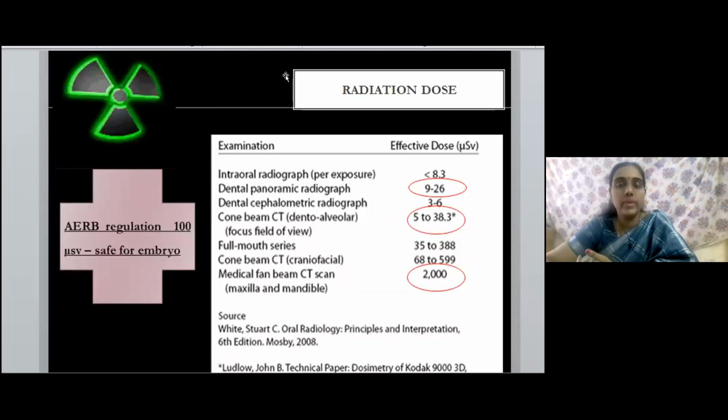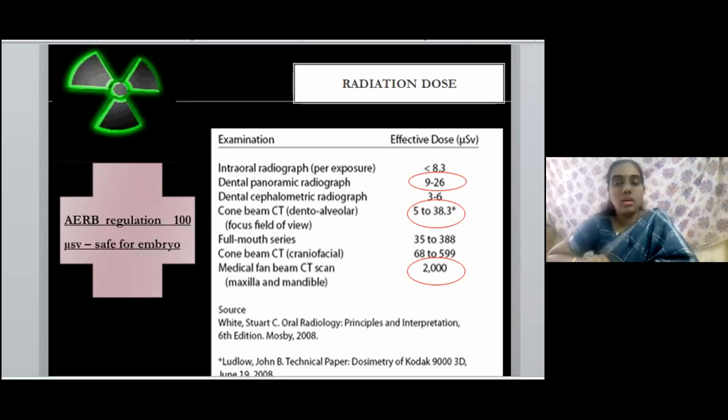Coming to radiation, of course, everybody here is worried about the radiation exposure to the patient. According to AERB regulations, 100 microsieverts of radiation is even safe for the embryo, that is, for pregnant women. This is about the radiation dose which patients receive when they are exposed to a CBCT. For example, if you're selecting a localized field of view, that is a smaller FOV, it is almost equal to or less than that of a dental panoramic radiograph.